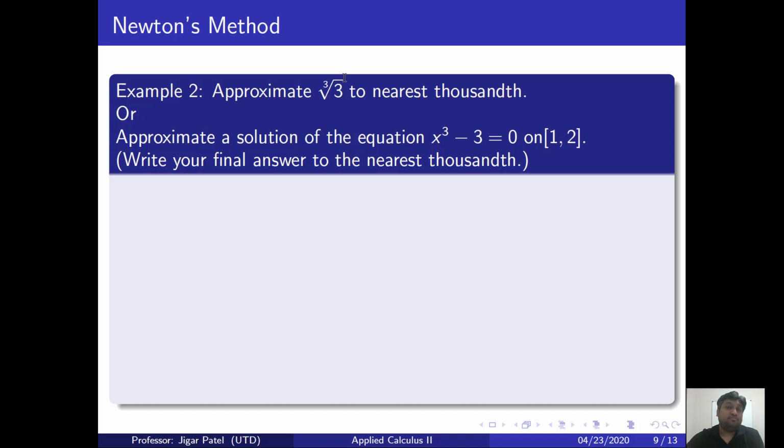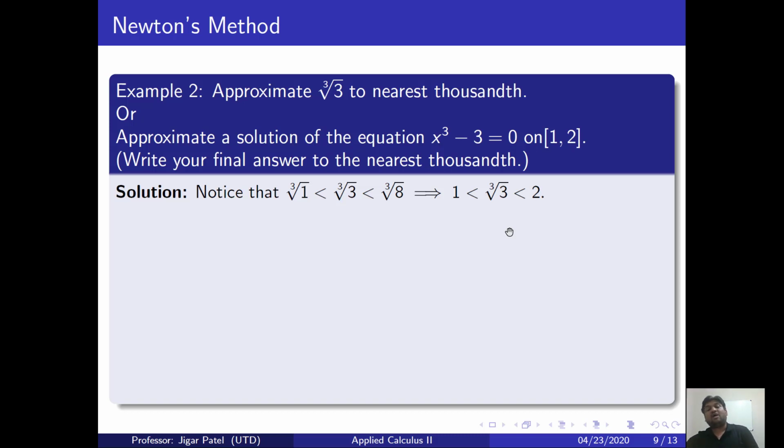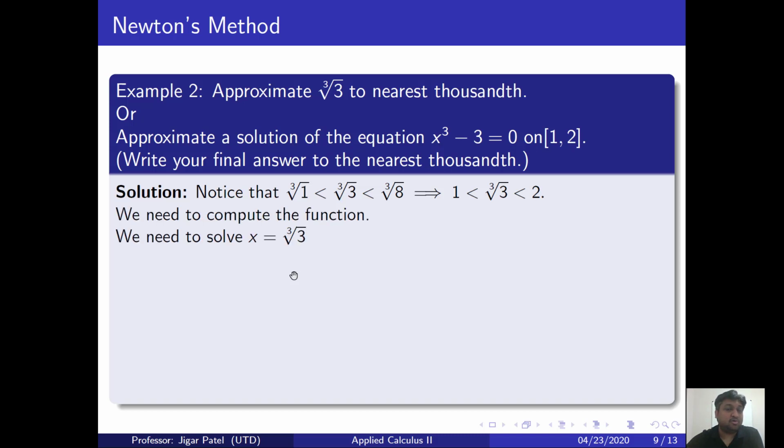This observation will show me a path. Let's write it down. Notice that cube root of 1 and cube root of 8 are known, and cube root of 3 needs to sit between them, so whatever my approximation is, it will be between 1 and 2. Now, the question is, how do I come up with the function? Let me show you. Assign a variable for cube root of 3. Let's say x is cube root of 3.